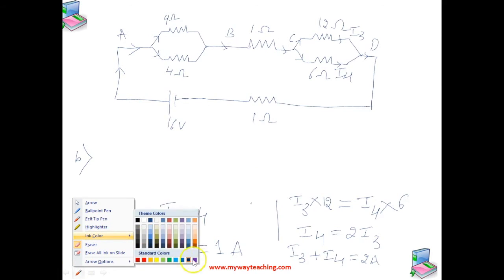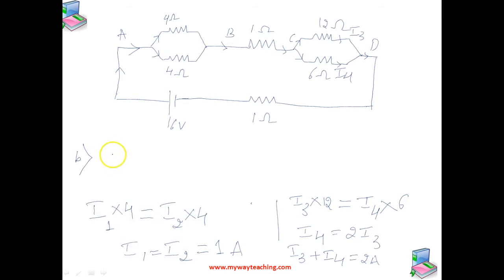Then we'll get the value of I3. I3 will be equal to 2 by 3 amps and I4 will be equal to 4 by 3 amps. So current in the 12 ohm resistor is 2 by 3 amps while the current in the 6 ohm resistor is 4 by 3 amps. Okay.